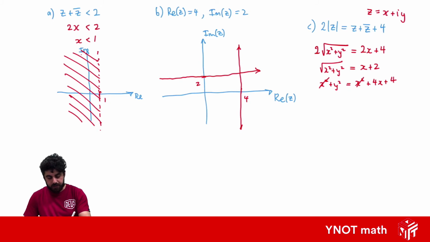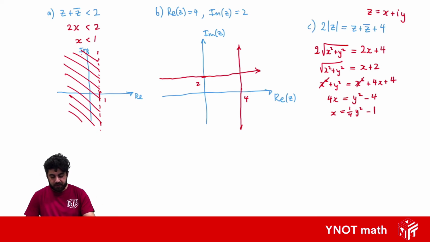So then let's go ahead and make x the subject. So we get 4x equals y squared minus 4, and divide everything by 4. So we get x equals a quarter y squared minus 1. And this is actually going to give us a sidewards parabola. So let's see if we can sketch this out.